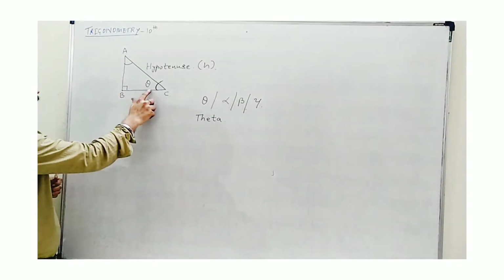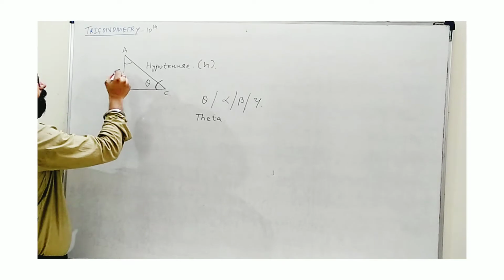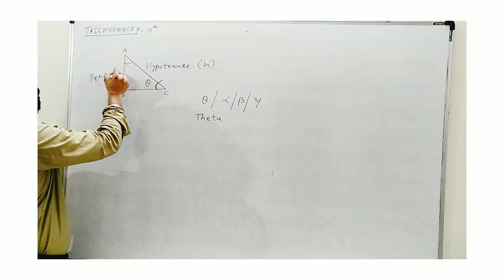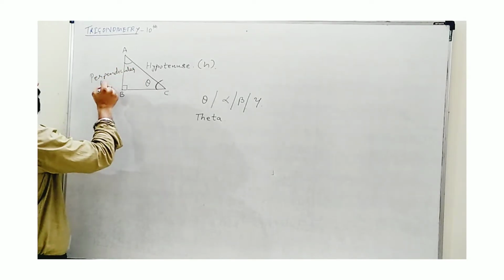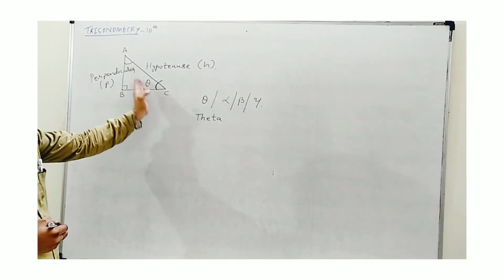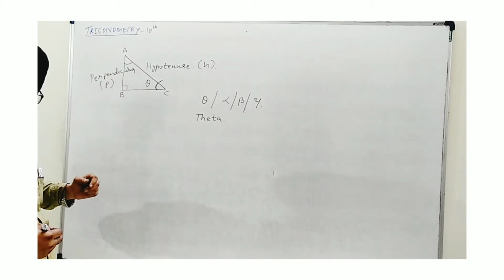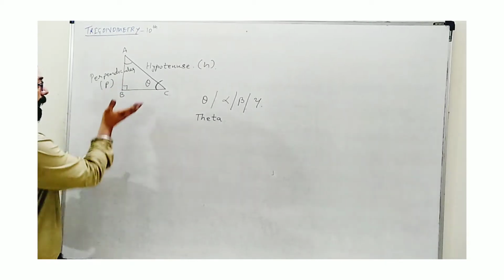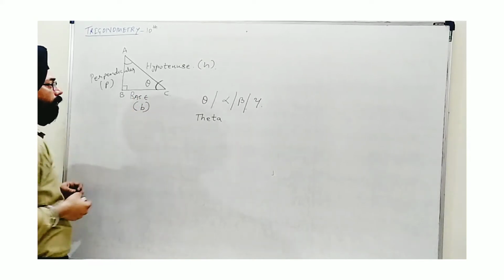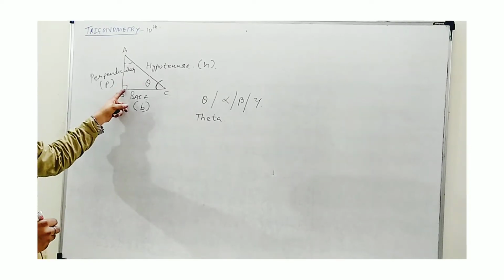If I consider this to be theta, then the opposite side of this acute angle is considered to be perpendicular. I will write P. If my position is here, then with respect to this angle, this will look like a vertical tower to me. So that's why it is perpendicular. And where am I sitting? At this side. So this will become base, denoted as B small. Hypotenuse will always be the opposite side of 90 degree.